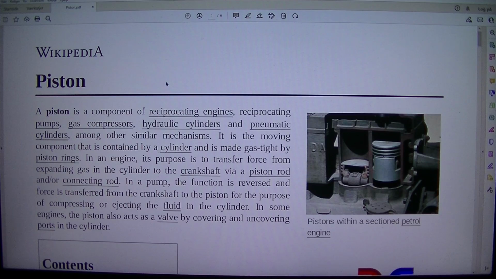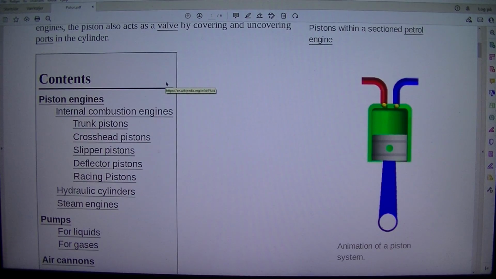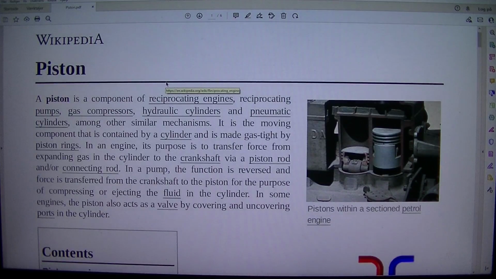Piston. Pistons within a sectioned petroleum engine, animation of a piston system. A piston is a component of reciprocating engines, reciprocating pumps, gas compressors, hydraulic cylinders and pneumatic cylinders, among other similar mechanisms. It is the moving component that is contained by a cylinder and is made gas-tight by piston rings.